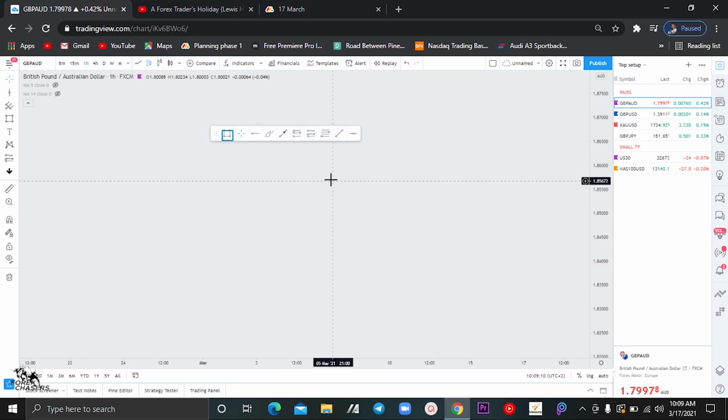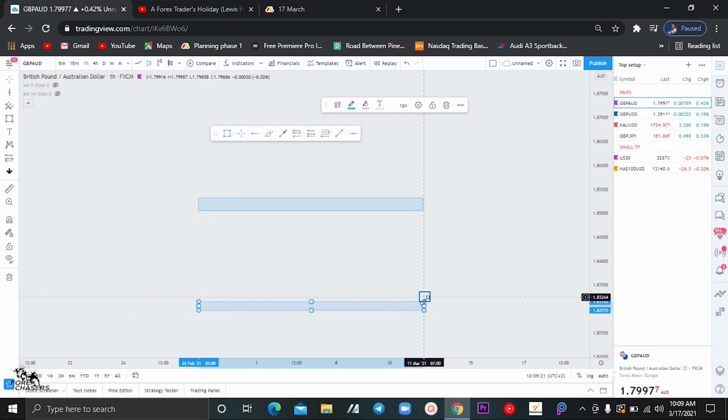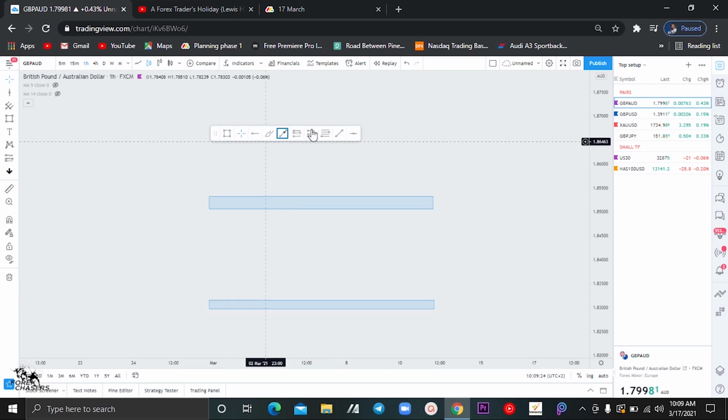So what I want us to do first is to know what support and resistance are. In simple terms, you don't really need to know the definition of that, but you need to know what it does. So now let me just get my arrow.